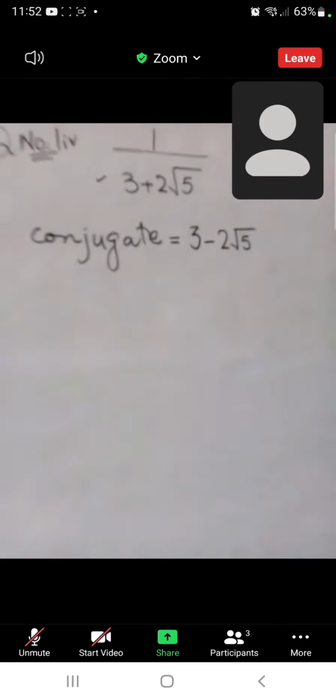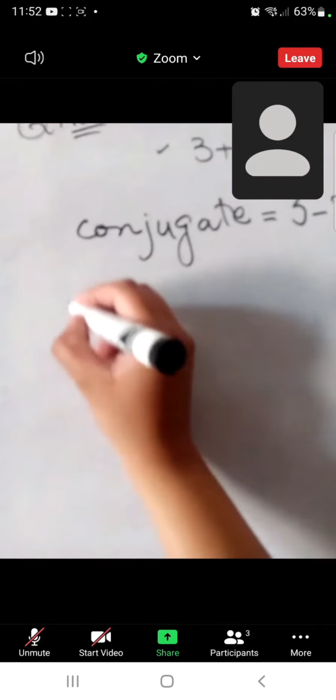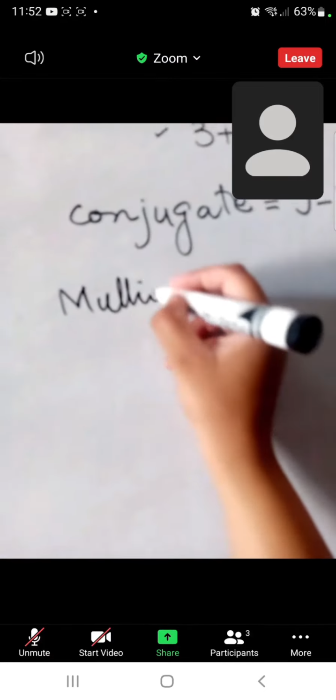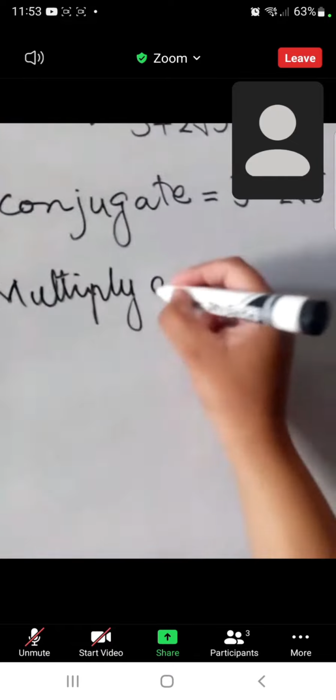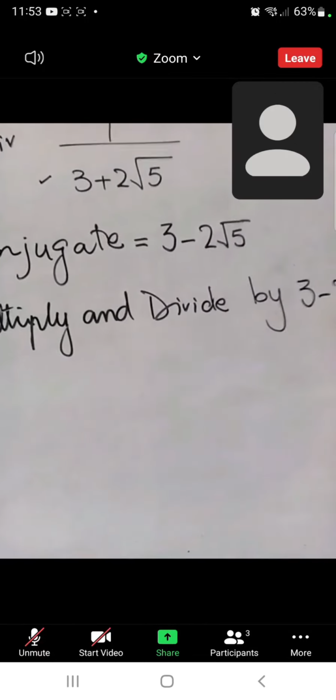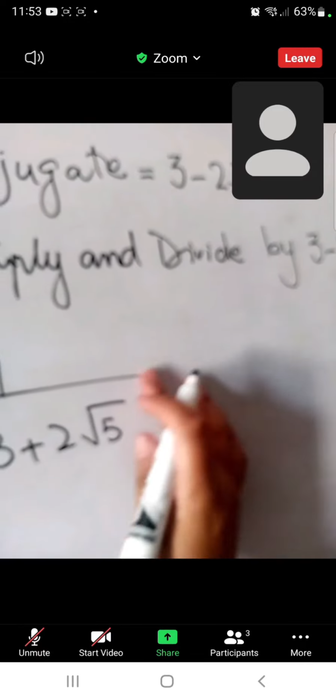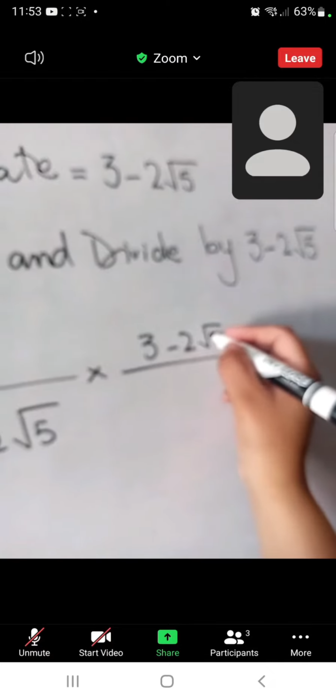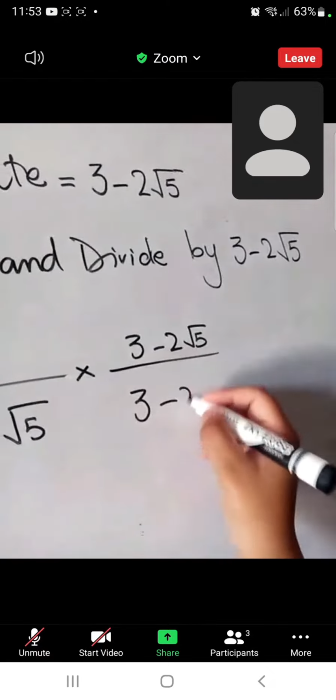Abdullah, these two steps are very important. The first one is to take the conjugate, and the second one is you will write multiply and divide the term that is in the question by the conjugate that you have selected, 3 minus 2 times under root 5. Write down the question, 1 divided by 3 plus 2 times under root 5. You will multiply it by its conjugate, 3 minus 2 times under root 5, as well as divide it by its conjugate.